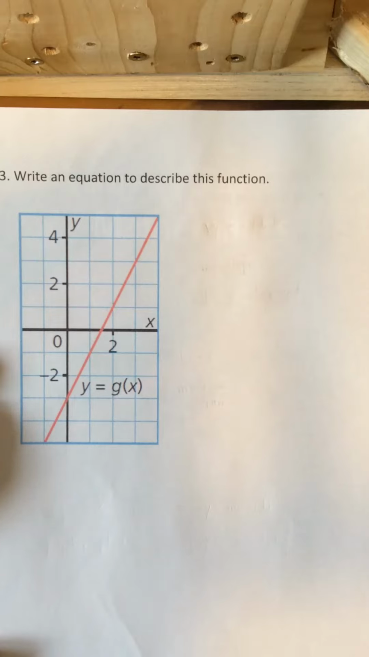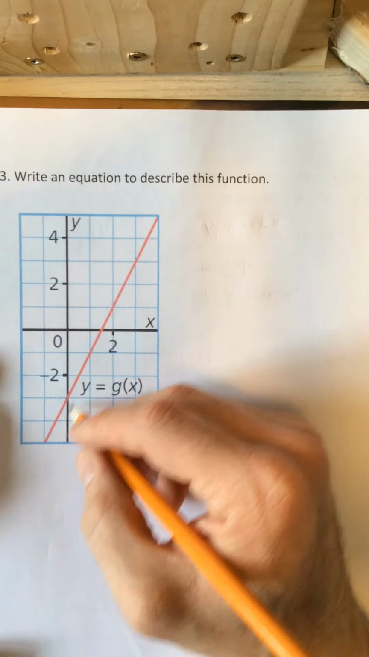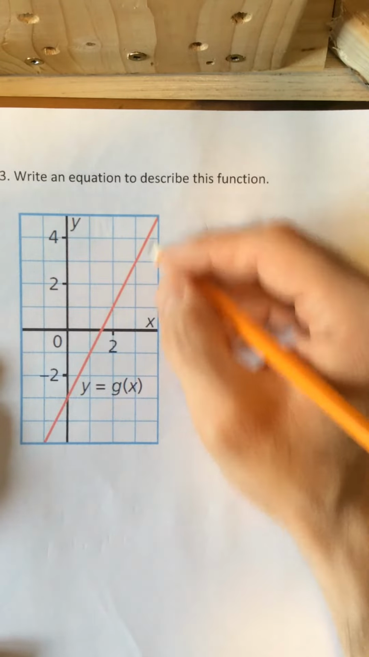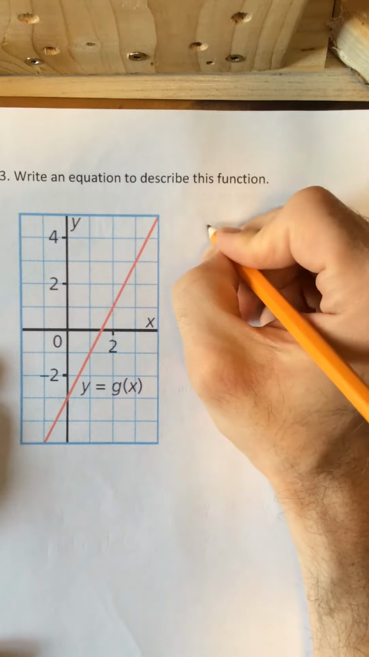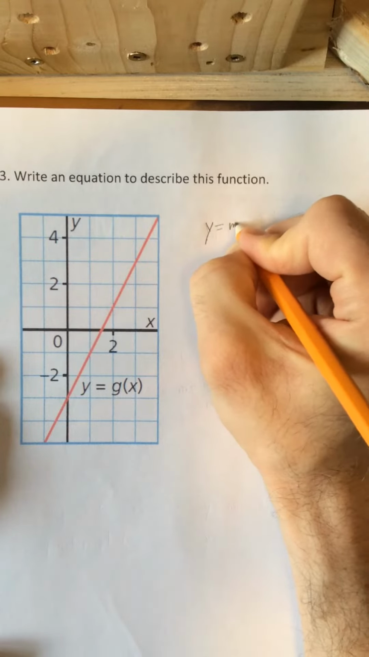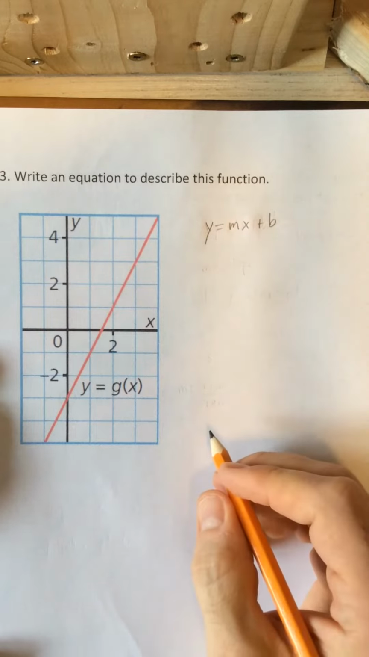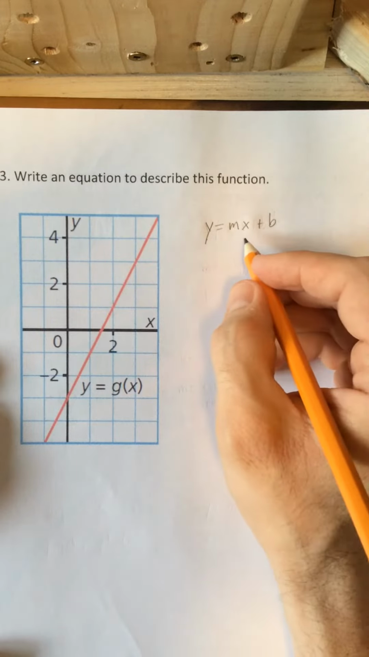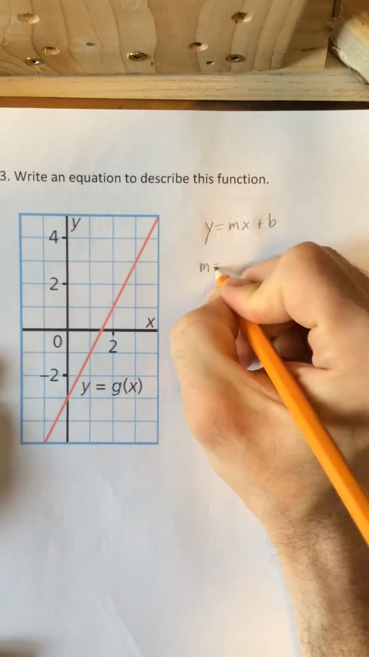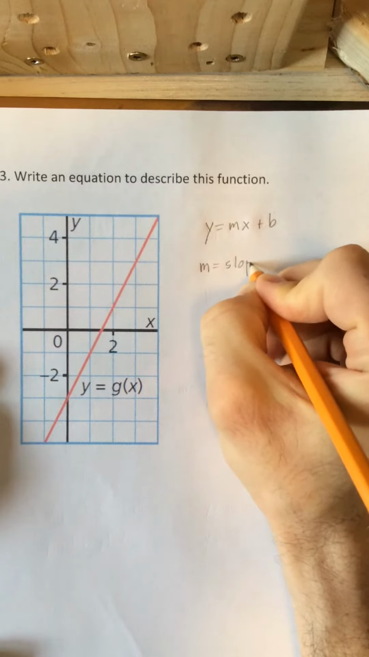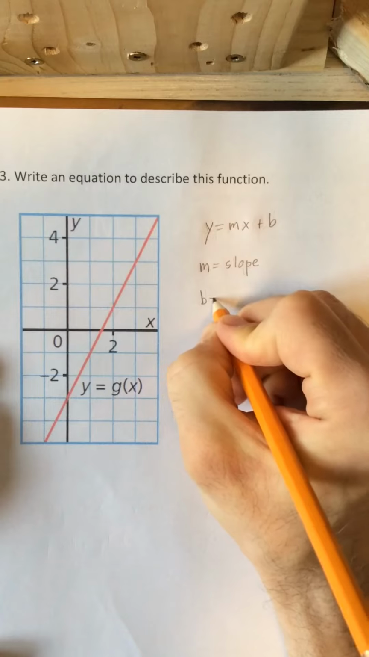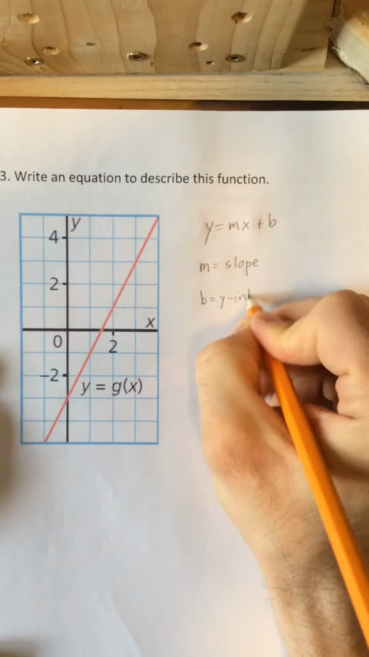In this lesson, I'm going to show you how to write an equation in slope-intercept form to describe a function when you're given its graph. So if we look at this graph, this is a straight line, so it is a linear function. And if we're going to write the linear function in slope-intercept form, the slope-intercept form equation is y equals mx plus b. The information that we need to find is the m value, which is the slope, and also the b value, which represents the y-intercept.